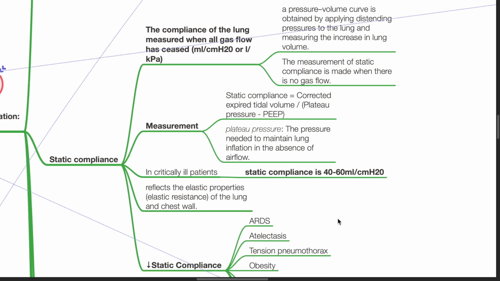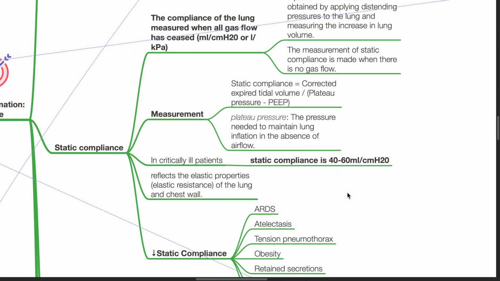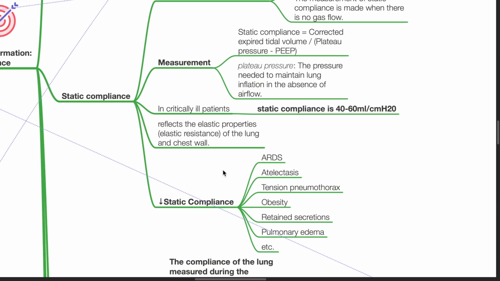In critically ill patients, static compliance is 40 to 60 mL per cm H2O and reflects the elastic properties of the lung and the chest wall. Static compliance is decreased in ARDS, atelectasis, tension pneumothorax, obesity, retained secretions, pulmonary edema, and other conditions.